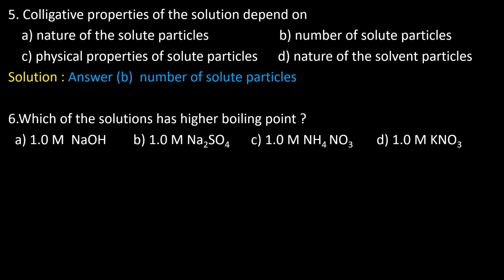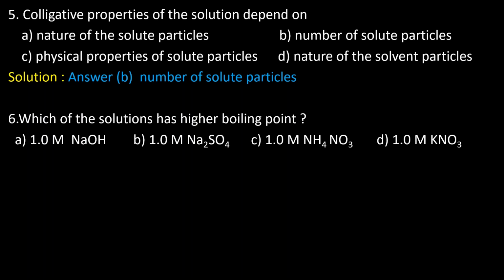So in the first option, NaOH will dissociate to produce two ions, that is two particles. In the second option, Na2SO4, that is sodium sulfate, dissociates to produce two sodium ions and one sulfate ion, that is totally three ions or three particles. In the third option, ammonium nitrate also produces two ions, NH4 plus ion and NO3 minus ion, two ions or two particles. KNO3 dissociates to give two ions, K plus ion and NO3 minus ion.